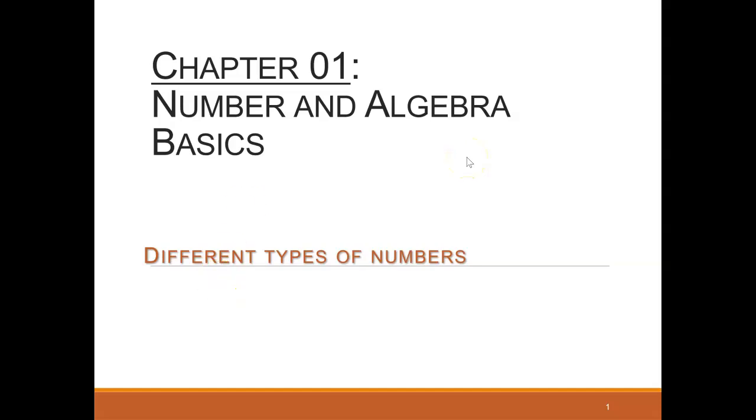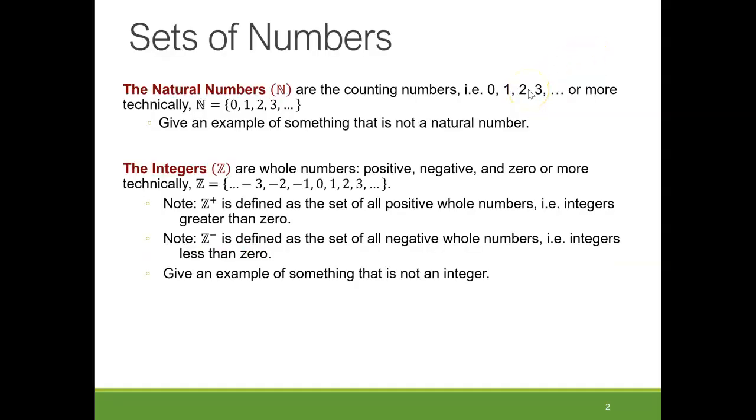So we're going to start by talking about types of numbers. Our first type of number we'll talk about are called the natural numbers. The mathematical symbol we use to abbreviate the natural numbers is this N with the double bar in the middle. In our textbook, the natural numbers are defined as 0, 1, 2, 3, 4, basically the counting numbers including 0.